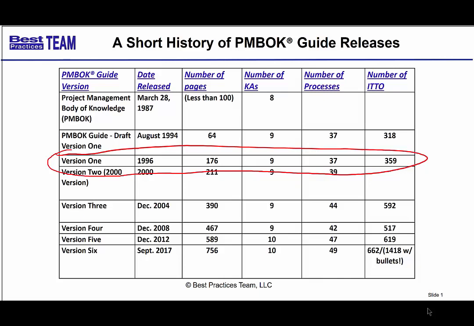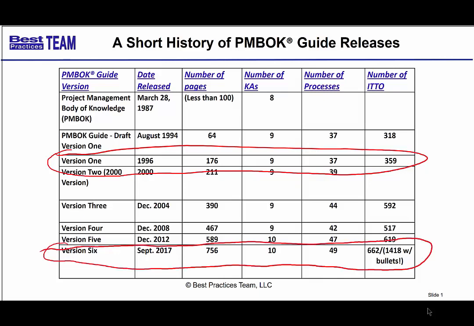Here we are now with version 6, and you can see a steady increase in the number of pages in the books, in the number of processes, and also in the number of ITTO. In version 6, for what students are going to need to know for the test, we're up to over 1,400 ITTO when you count all these different bullets.